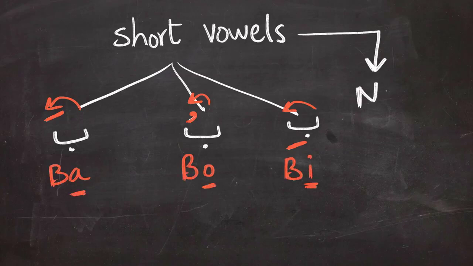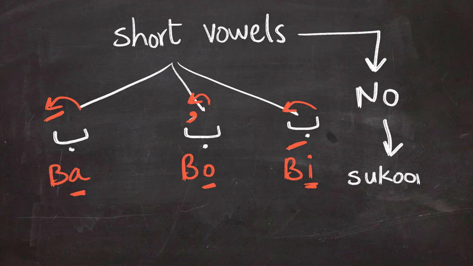We also learned another symbol, which is the symbol of no vowel, which is sukoon. It is a symbol of a perfect circle or no symbol at all. I'm going to write the short vowel symbols on the top left corner one more time to keep track of them throughout the whole lesson.